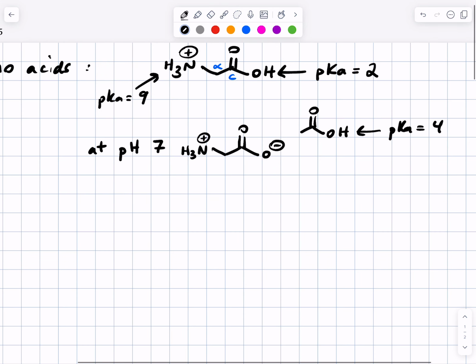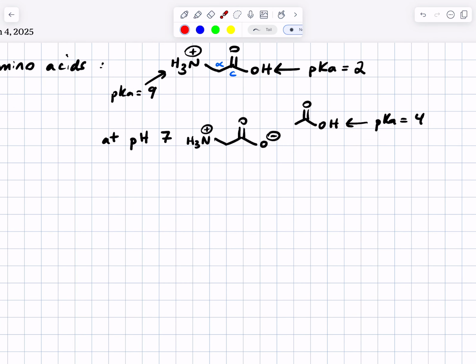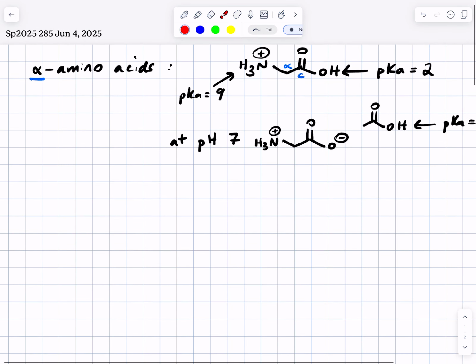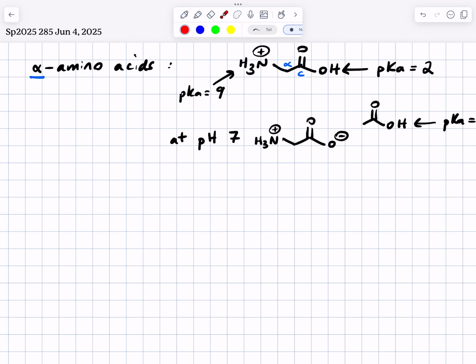All right. Of course, if we lowered the pH below 2, then we would protonate the carboxylate. Any questions about that? So that's your amino acid. Now there are 20 of them. How do they vary? They vary in the alpha carbon. Some amino acids will have other functional groups at the alpha carbon. The one I just drew for you is called glycine.